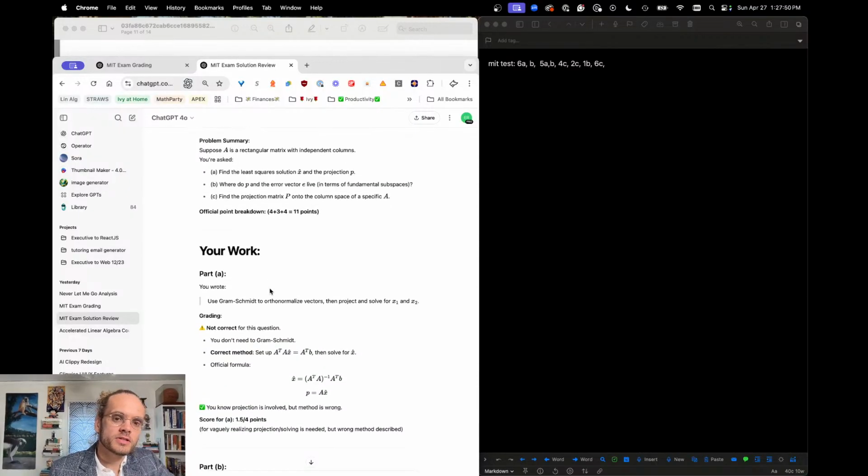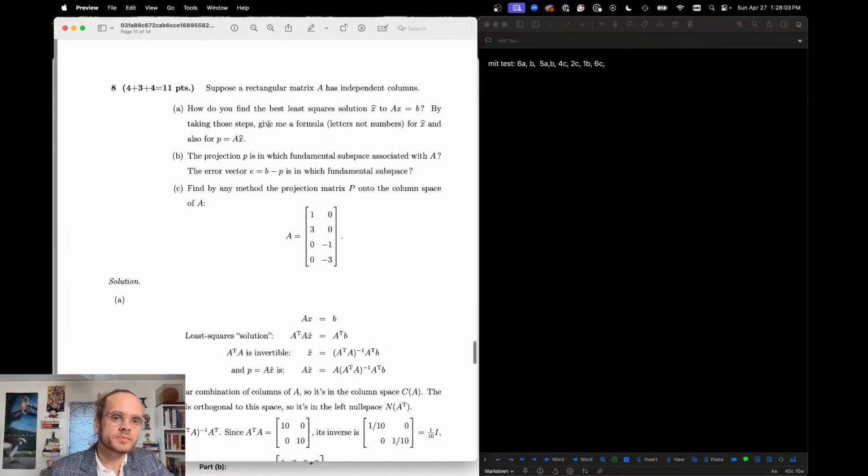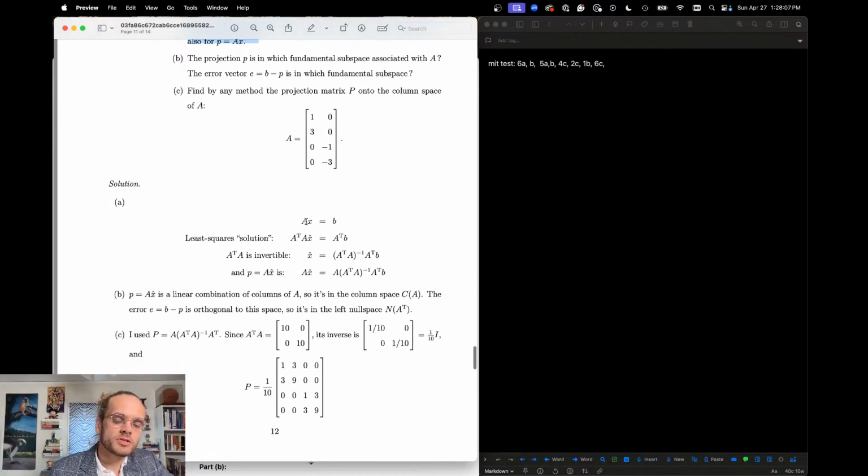Find the least squares solution x hat and the projection P when it's a rectangular matrix with independent columns. Why am I looking at this? I want to look at this. How do you find the best least squares solution? So the least squares solution is Ax equals b. Oh yeah, this was easy. P equals A x hat equals that. Wow, this was actually easy. That's embarrassing.